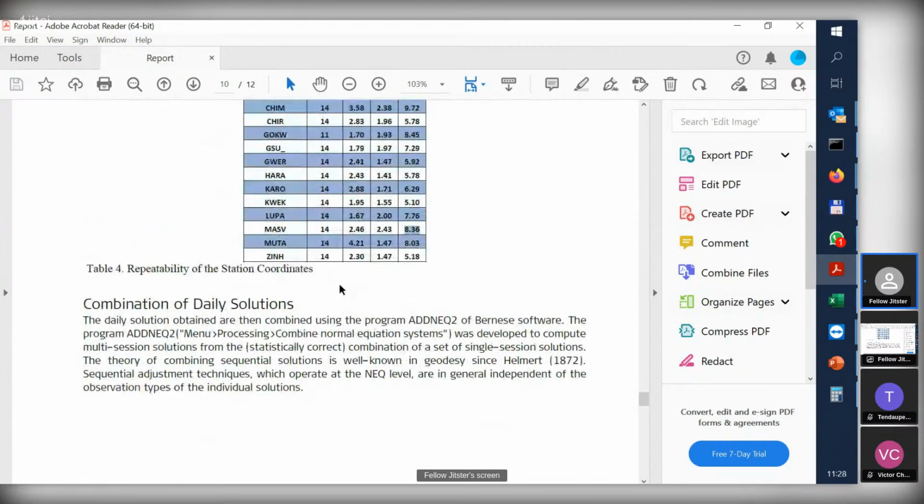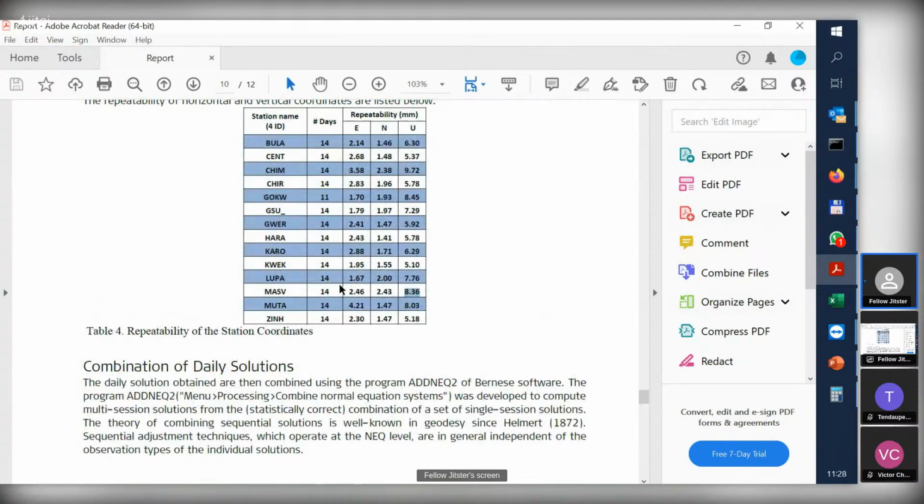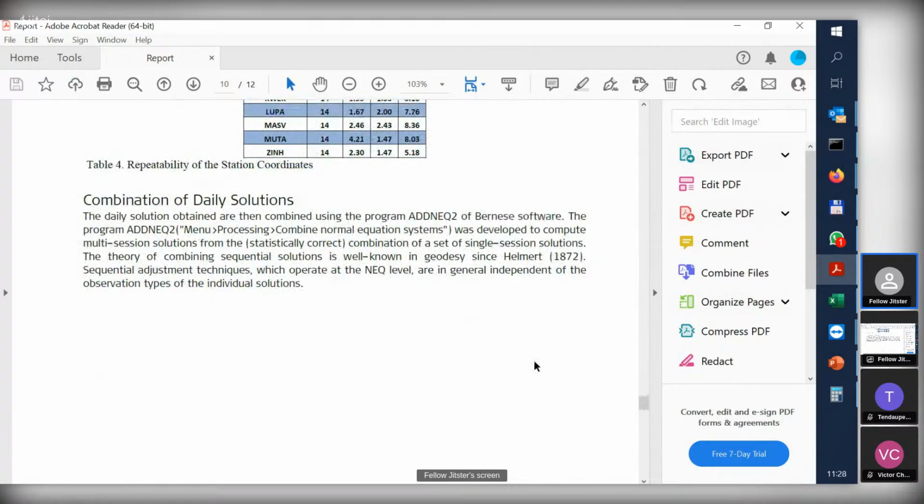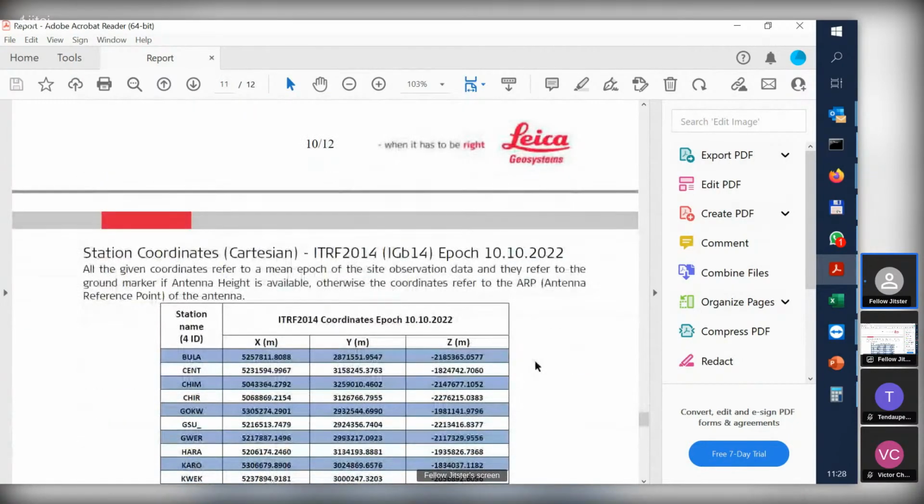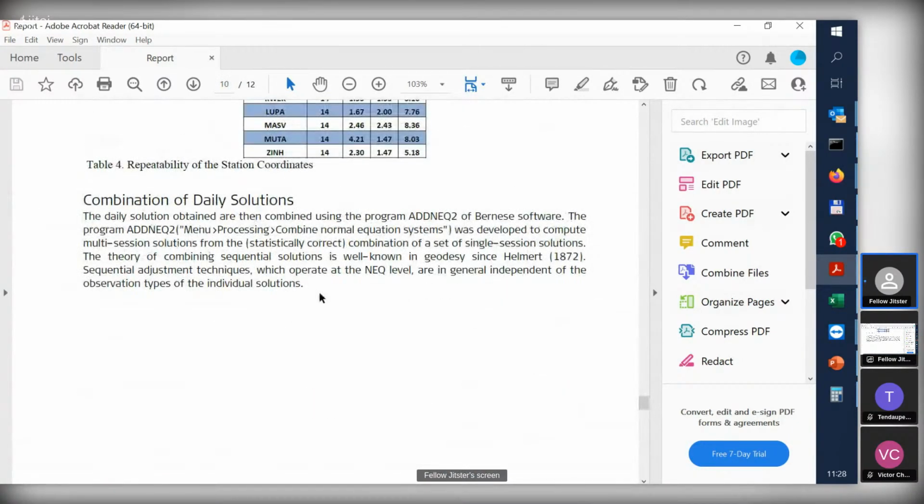Also, where do you have this choke ring antenna? It's Chimanimani. Okay, so it didn't help very much. Yes, this antenna can give slightly better results because of its design, but I think at Chimanimani you have a different problem.